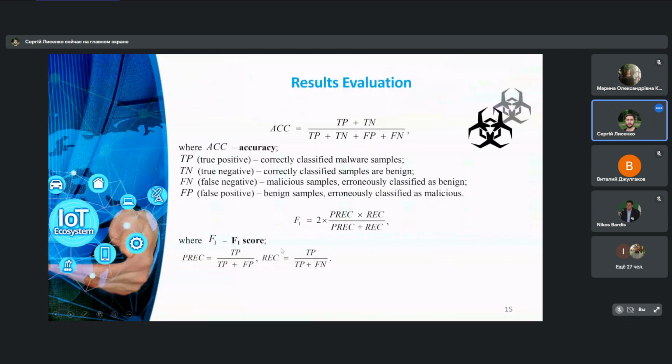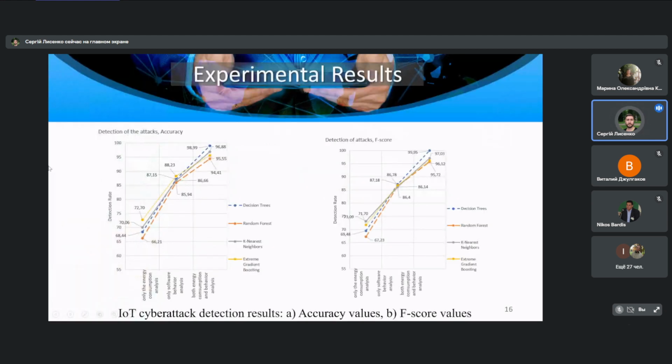The most important part of the research, of course, is the efficiency assessment. To do this, we used a set of classifiers. We used measures such as accuracy as well as F1 score. We tried decision trees, random forest, k-nearest neighbors, and extreme gradient boosting algorithms in order to make the classification.